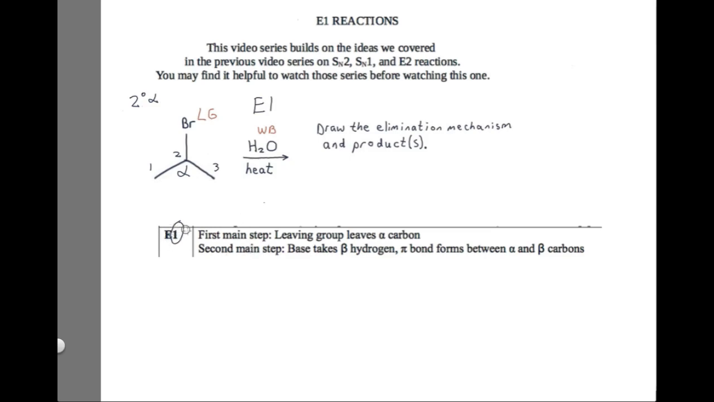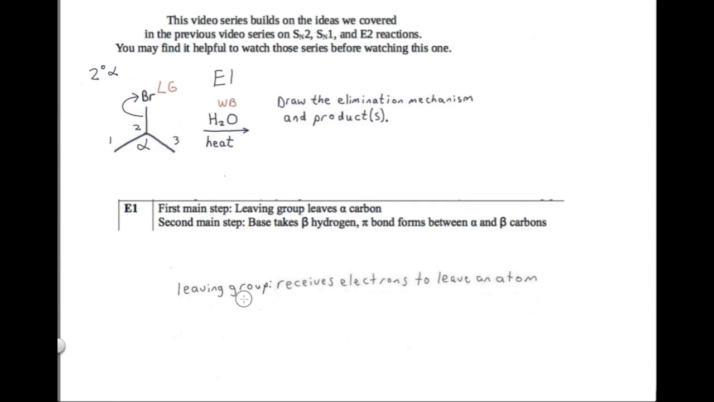There are two steps in an E1 mechanism. In the first step, the leaving group leaves the alpha carbon. So let's draw the electron pushing arrow to show the leaving group leaving the alpha carbon. The definition of a leaving group is that a leaving group receives electrons to leave an atom. Notice how this arrow is consistent with that definition. We're showing the bromine receiving electrons to leave the alpha carbon.